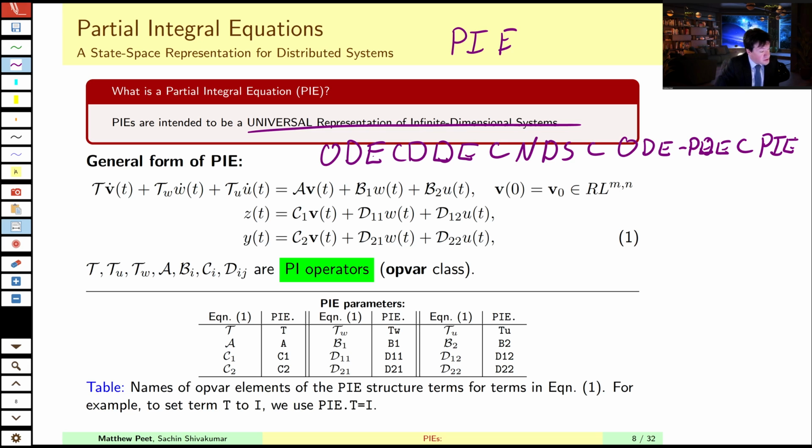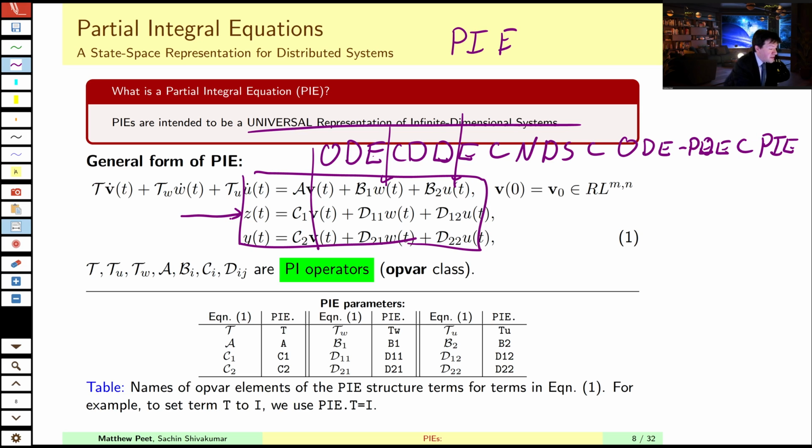So what is a partial integral equation? Obviously they're defined by PI operators, hence the PIETOOLS. If we think about what state space is for ordinary differential equations, we have our standard 9 matrix representation of systems, where we've got the state here, but in addition we have inputs and outputs. In particular here's a disturbance input, and we have a controller input as well. In addition we have outputs, so a regulated output here and a sensed output. So this is our standard 9 matrix representation of an ODE.